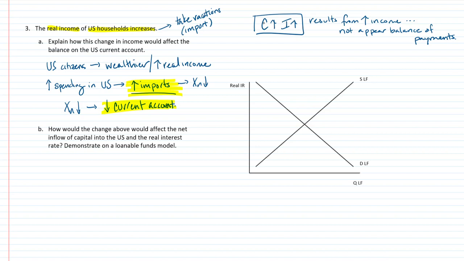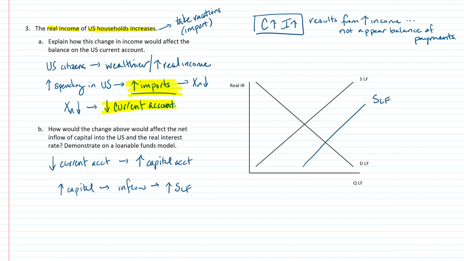And then, once again, getting back to the relationship between the current account and the capital account, how would the change above affect the net inflow of capital to the United States and the real interest rate? So if the current account goes negative, then we know that we have to have a surplus on the capital account. Surplus on the capital account should be inflow, which is an increase in the supply of loanable funds. So we can come over here and we can increase SLF to SLF2, which is an inflow. There's more savings from the rest of the world. And that is going to lower the real interest rate.